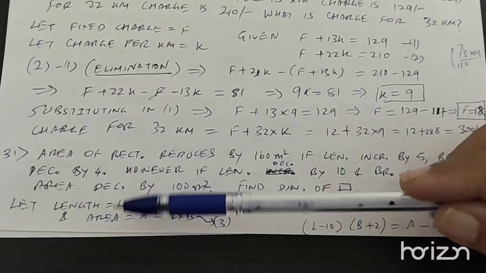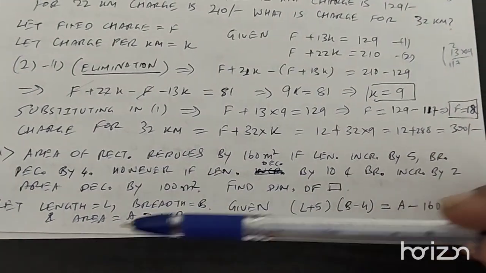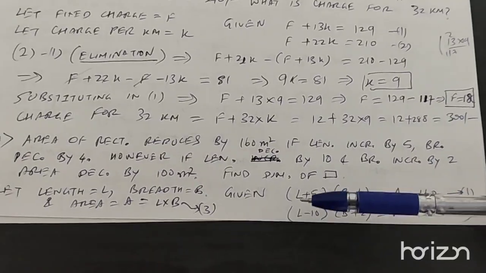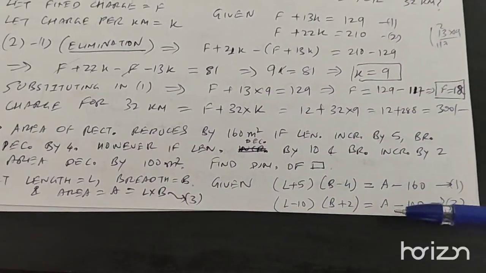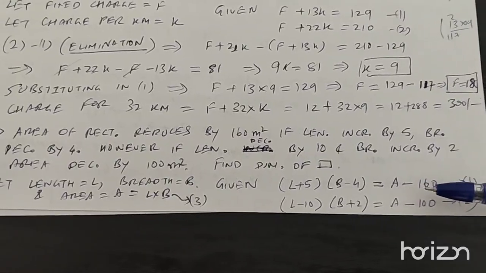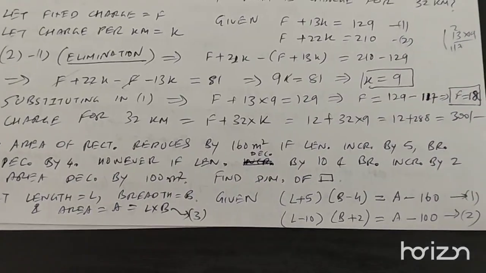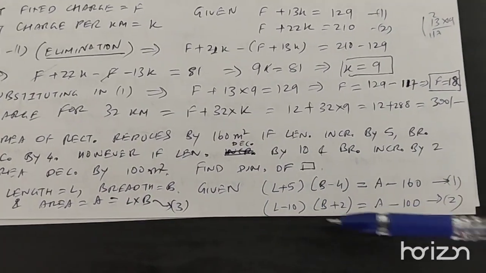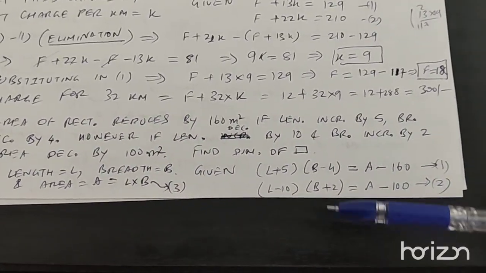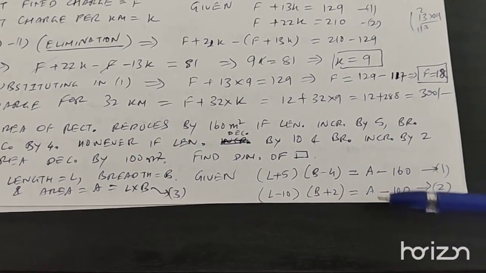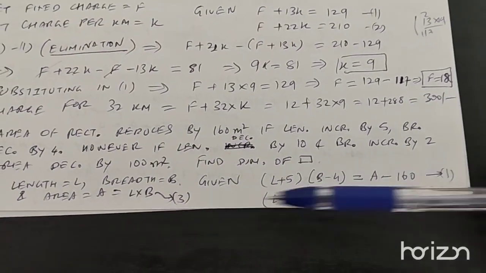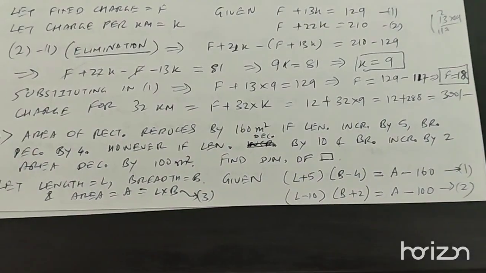Okay, let the length be L and breadth be B, and the area A is equal to length into breadth. Given that if you increase the length by 5 and decrease the breadth by 4, the area is decreased by 160 meter square, so A minus 160. Whereas if you decrease the length by 10 and increase the breadth by 2, that is B plus 2, then it becomes A minus 100. These are equations 1 and 2. And A is equal to L into B. That is equation 3.